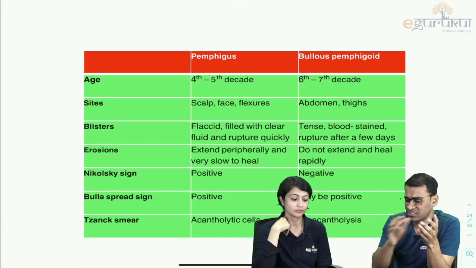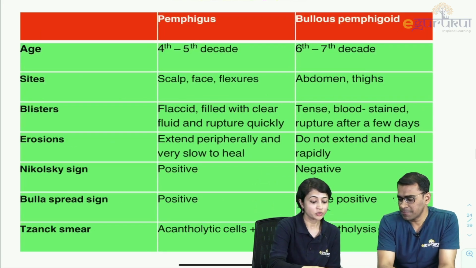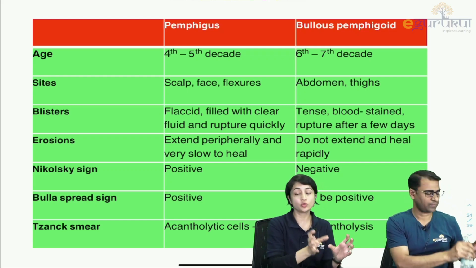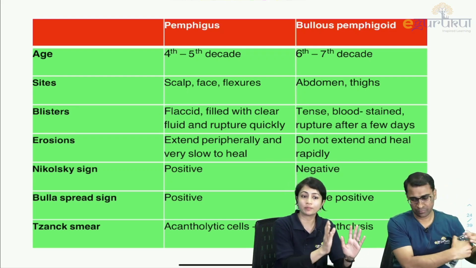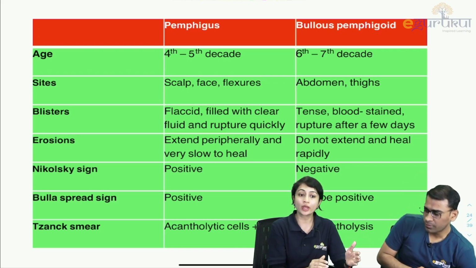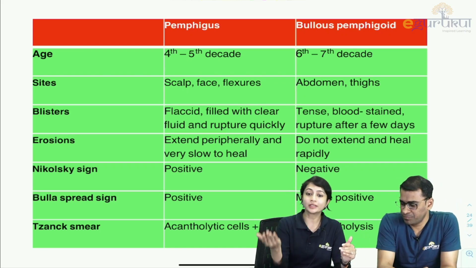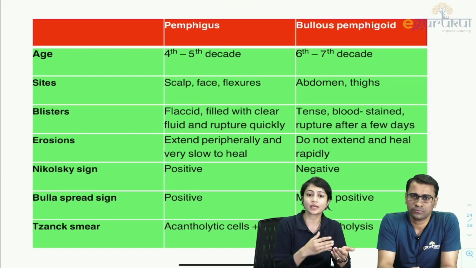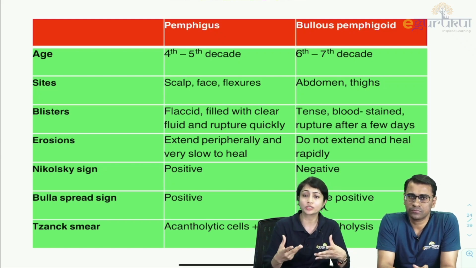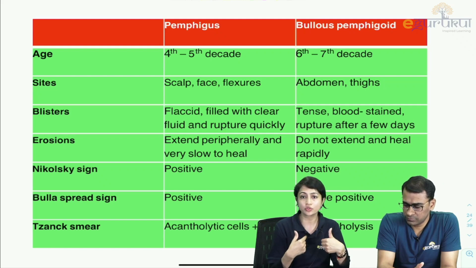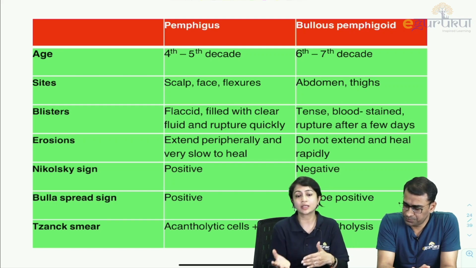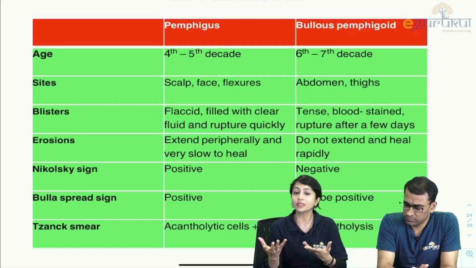Before we move ahead, let's discuss this table. Dr. Khushbu, would you like to talk about this? The whole idea of putting this table was that, using the points we have discussed till now, you can differentiate the pemphigus group and bullous pemphigoid. Age, as I already explained, you see the elderly age group more in bullous pemphigoid. Then the sites involved: abdomen and thighs are more common for BP, whereas in pemphigus vulgaris you see scalp, face, body, flexures, and in pemphigus foliaceus you see a seborrheic distribution. Then what type of blisters are you seeing? Are they flaccid? Are they tense? Are they filled with clear fluid? Are they filled with hemorrhagic fluid?